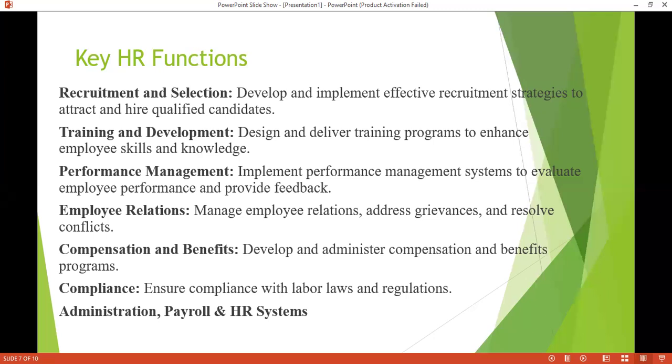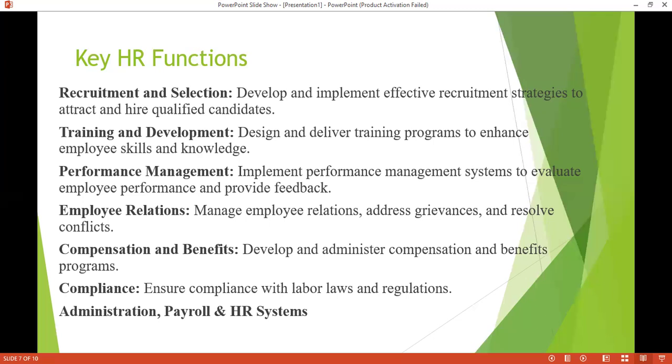Then training and development. Design and develop trainings to enhance our employees' skills and knowledge. Every time there will be trainings and development for them in order to enhance their skills and performance. Then performance management: implement a performance management system to evaluate employee performance and provide feedback. That's when the KPI is involved. Maybe they have to achieve 50% of the KPI. The way you set up the KPI is also performance management.